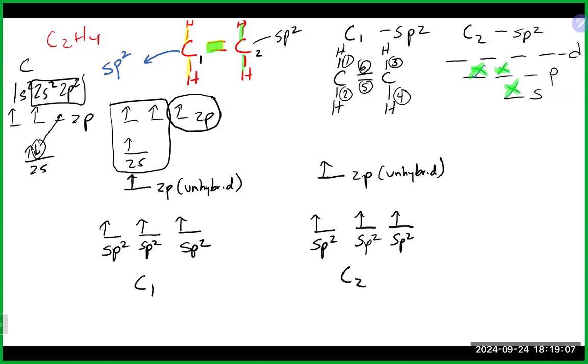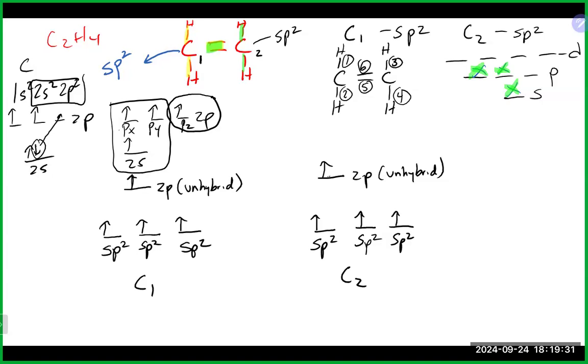By the way, we actually know which p orbital is not hybridized, because this is really px, py, and pz, and the pz orbital is the one that is not going through hybridization. All right, so this is our arrangement of all the electrons in the carbons, the carbon on the left and the carbon on the right.